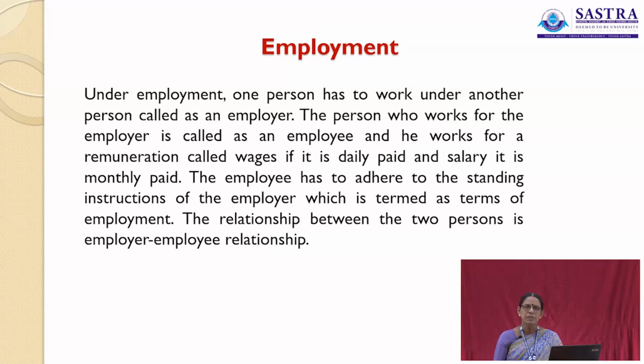Let us now see these classifications in detail. First, we shall see employment. Under employment, one has to work under another person called an employer. The person who works for the employer is called an employee, and he works for a remuneration called wages if it is daily paid, and called salary if it is monthly paid. The employee has to adhere to the standing instructions of the employer, and this may be otherwise termed as the terms of employment. The relationship between these two persons is the employer-employee relationship.